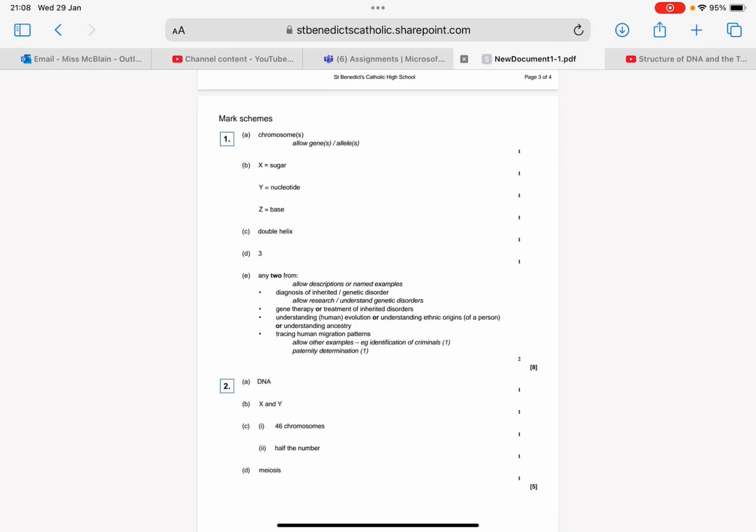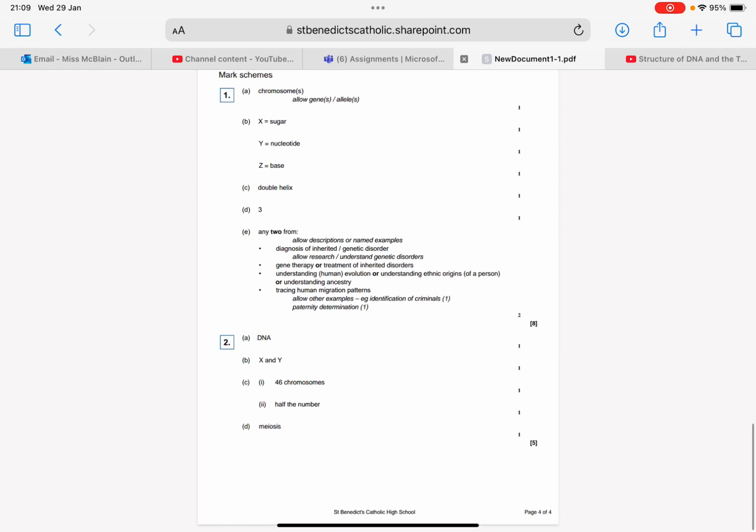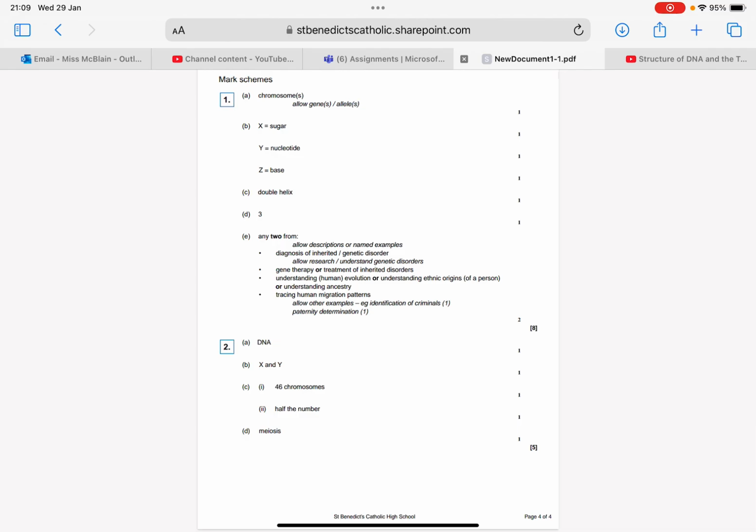E, so the Human Genome Project has increased our awareness of diagnosing genetic disorders. You could have gene therapy, understanding evolution or ethnic origins, understanding ancestry, tracing migration, or along those lines. Question 2A is DNA. B is XY for the male. I'm not expecting you can remember that. 2C is 46 chromosomes in body cells. The next one is you have half the number of chromosomes, so 23, and the last one was meiosis.